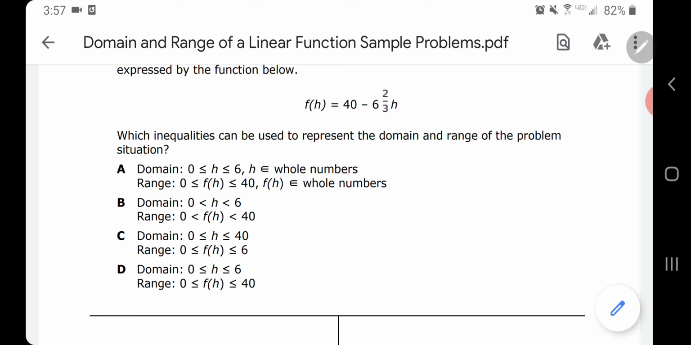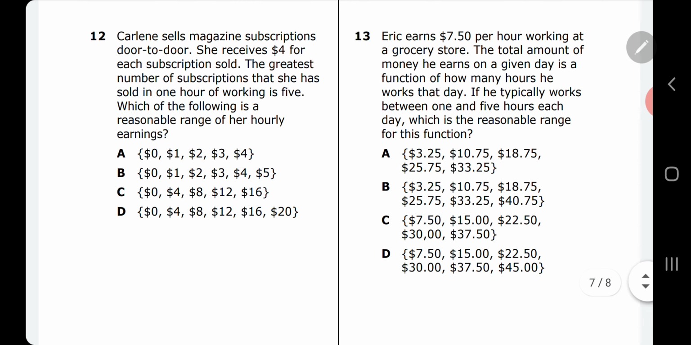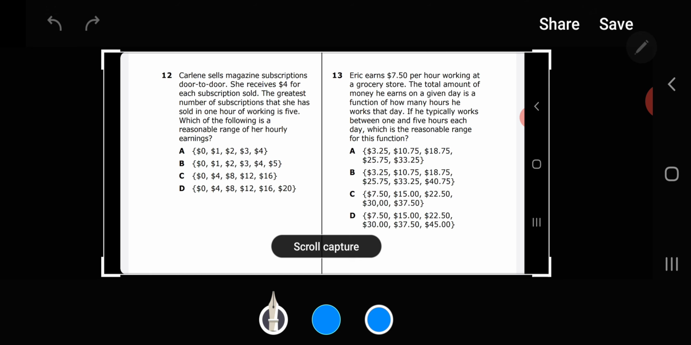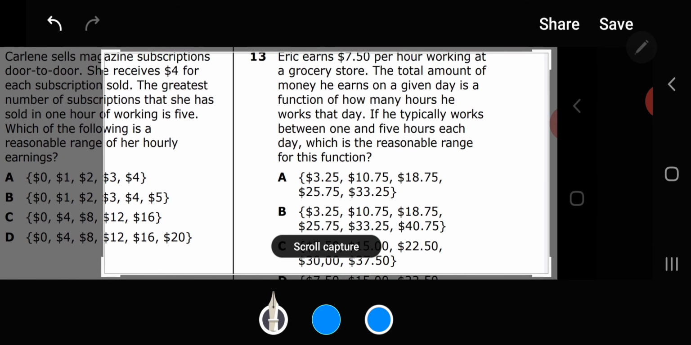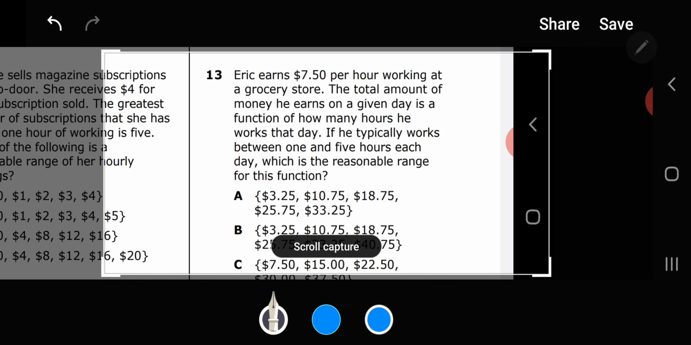Okay, next one. I wanted to look at number 13. It's pretty easy though. It says, Eric earns $7.50 per hour working at a grocery store. The total amount of money he earns on a given day is a function of how many hours he works that day. If he typically works between 1 and 5 hours each day, which is a reasonable range for this function? Well, of course, our function would read amount or y, depending on what you want to call it.